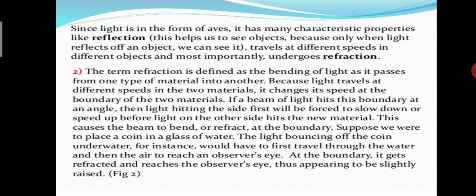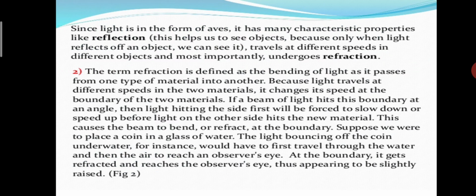Since light is a form of waves, it has many characteristic properties like reflection, it travels at different speeds in different objects, and most importantly it undergoes refraction. The term refraction is defined as the bending of light as it passes from one type of material into another. Because light travels at different speeds in two different materials, it changes its speed at the boundary of the two materials. So if a beam of light hits this boundary at an angle, then the light hitting the side first will be forced to slow down or speed up before the light on the other side hits the new material. This causes the beam to bend or refract at the boundary.